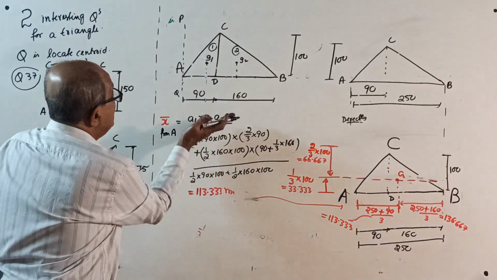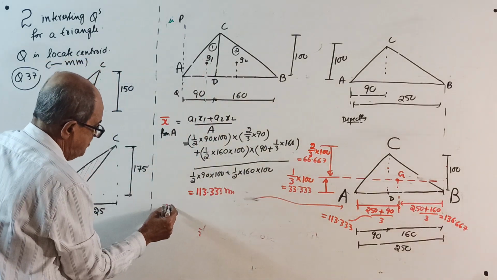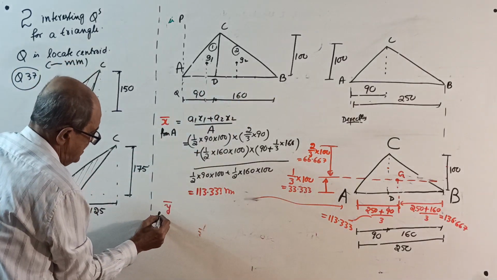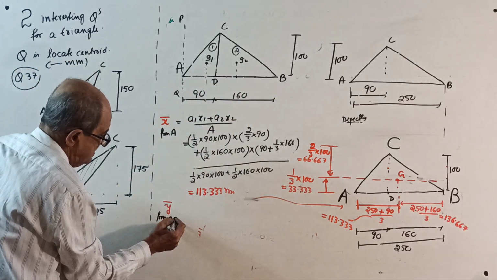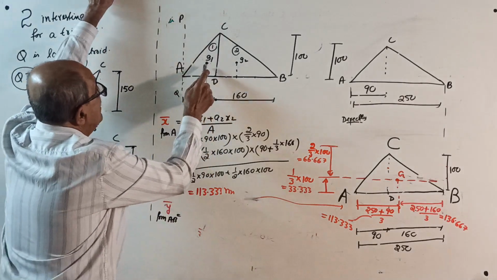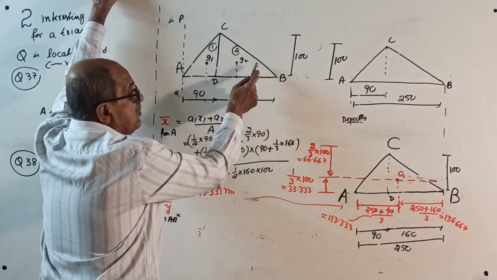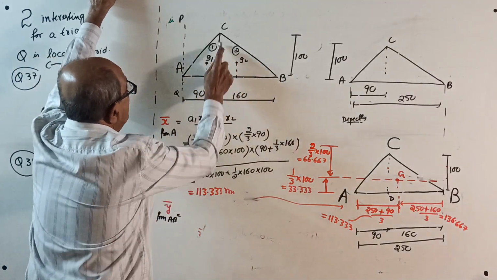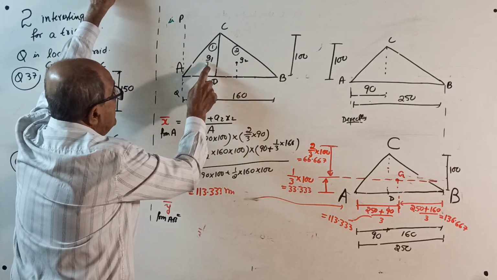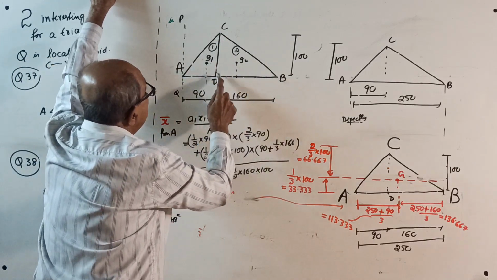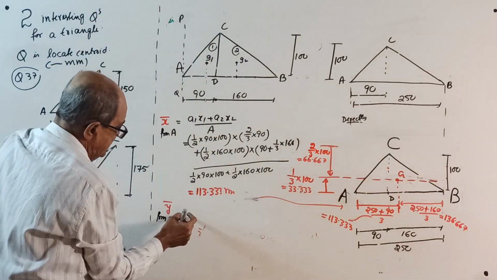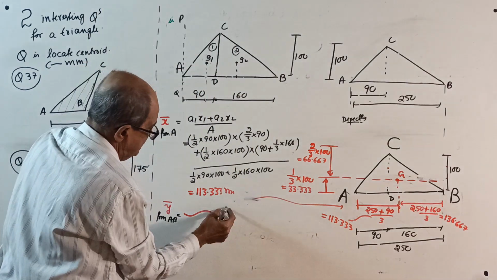Same way, if you want y bar, I won't waste time. Y bar from baseline AB. This you do it: A1 y1 plus A2 y2 by A1 plus A2. You should write it: half into 90 into 100 into 1/3 of 100, plus half into 160 into 100 into again 1/3 of 100, by total area. Calculate.